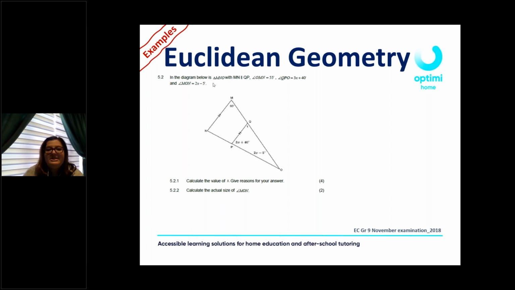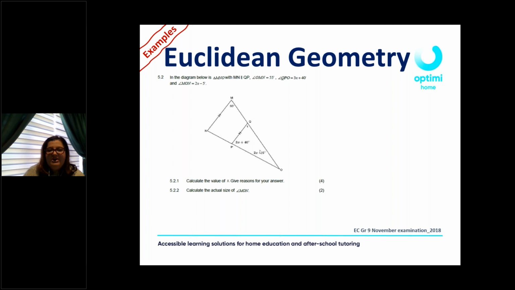So all of the laws that go hand in hand with a triangle, stuff like the sum of the interior angles of a triangle is 180 degrees, and the exterior angle is equal to the sum of the two opposite interior angles of a triangle. All of those things come into play now because I'm working with the triangle. So now they say, calculate the value of x. Give reasons for your answer.